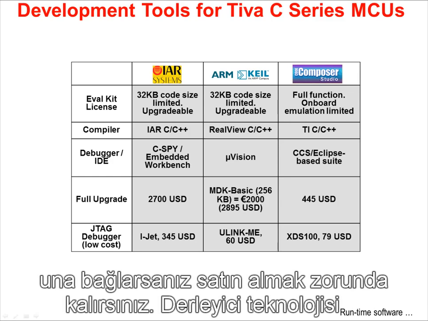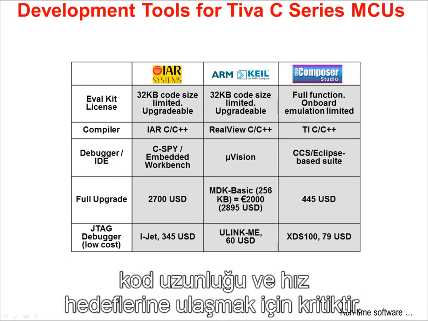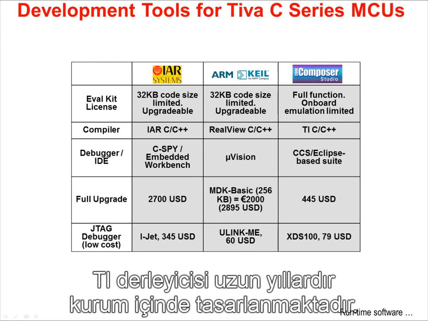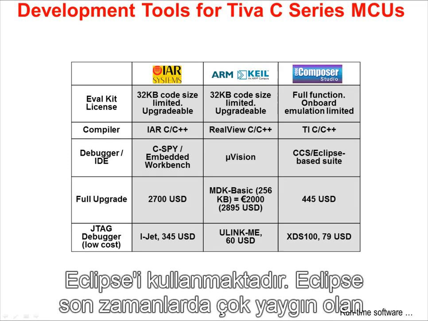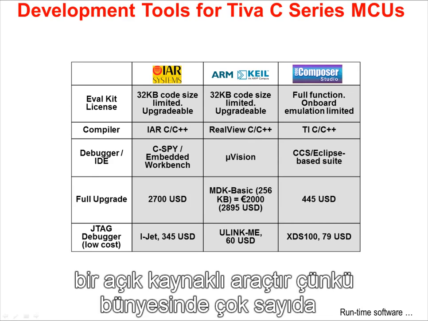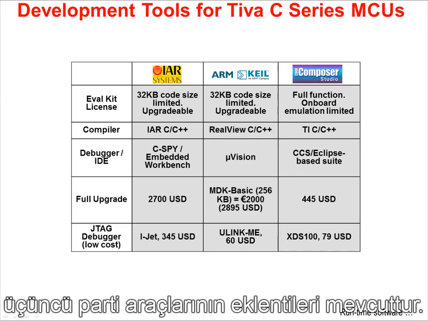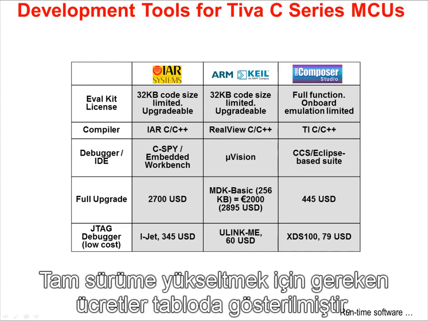Compiler technology is critical to achieving code size and speed goals. TI's compiler has been developed in-house over many years. For the debugger and editor interface, Code Composer uses Eclipse. Eclipse is an open source tool that is quite popular at this time, primarily because of many third-party tools available as add-ins. The prices for upgrading to the full versions are shown in the chart.